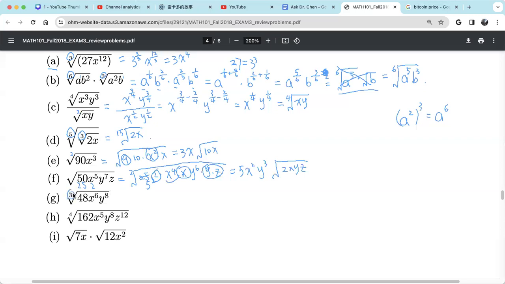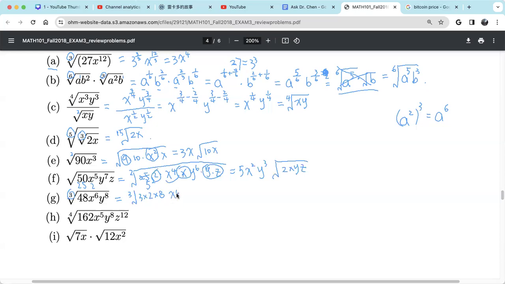So the index is 3. So we're looking for multiples of 3 as exponents inside. So 48 can be written as 3 times 16. Right, 3 times 16. 16 is 4 squared, but I'm looking for a cube. So I better write it as 3 times 2 times 8. 3 times 16 is 48, and 16 is 2 times 8. Because the cube root of 8 is 2, right? Because 8 can be written as 2 raised to 3.